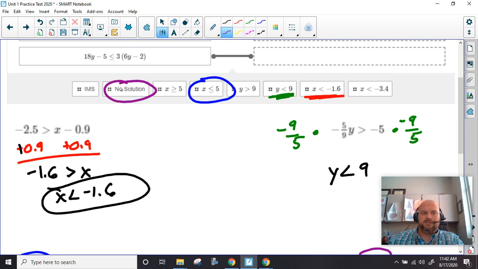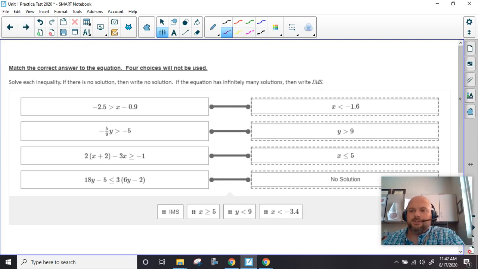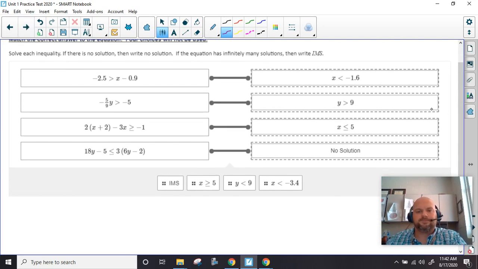So pay attention. I think I've said that a lot. I wonder if it's important. So this is how the answer should look when you have it set as you're going through.